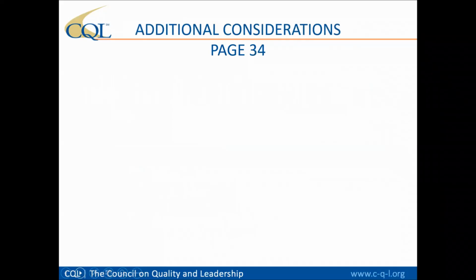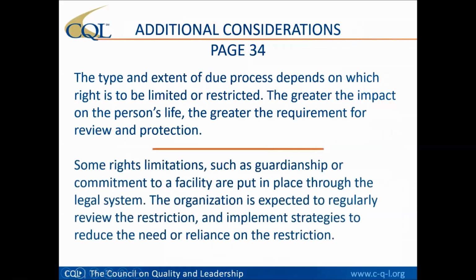So some other things that we want you to look at are the additional considerations that are on page 34 of your POM manual. We want to ensure that the type and extent of due process depends on which right is to be limited or restricted. And the greater the impact on the person's life, the greater the requirement for review and protection. So in this conversation, since we're talking about money, if money is very, very important to someone, then that due process should be extensive.